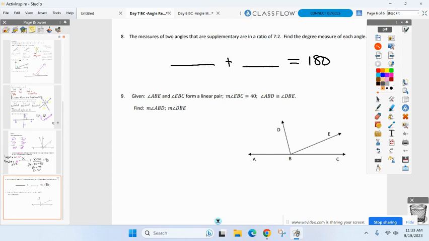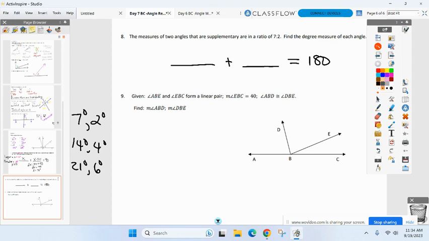Well, it could mean that one angle is 7 degrees and the other is 2 degrees, 7 to 2. Does that make any sense in this problem? No, because they have to add to 180. All right, well, I could double them, because if I double them, they're still in a ratio of 7 to 2, right? Does that make any sense? 14 and 4. No, that certainly doesn't equal 180. All right, well, what if I triple them? 21 degrees and 6 degrees. That's in a ratio of 7 to 2. Make any sense?